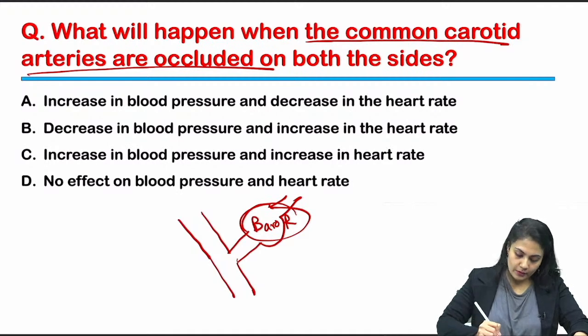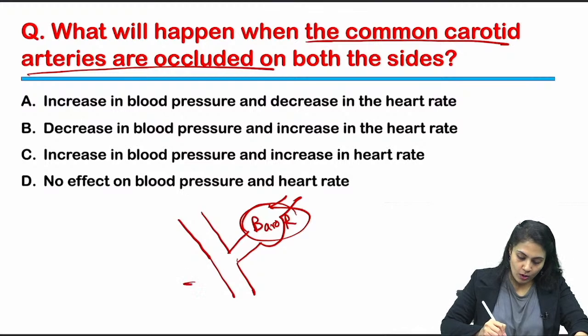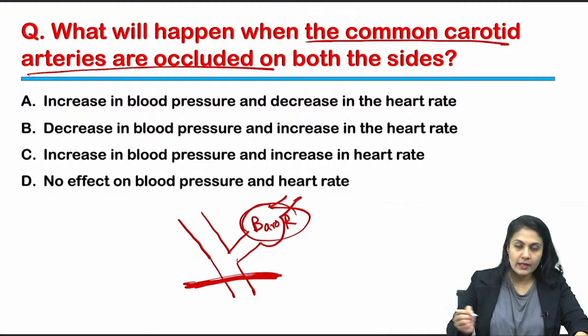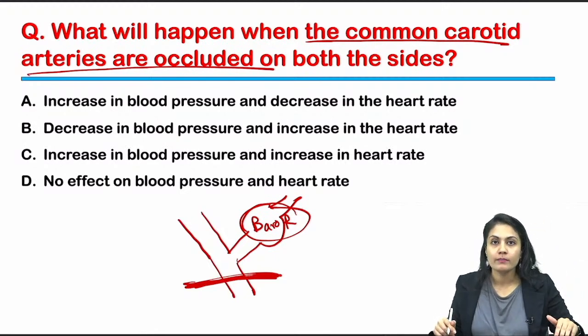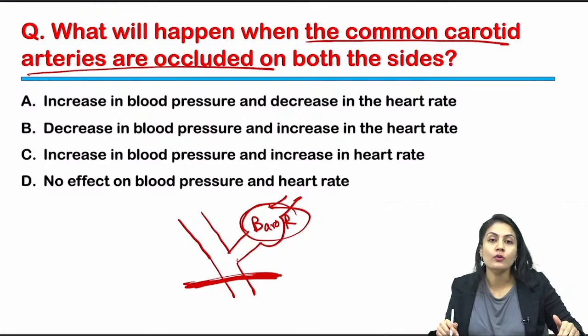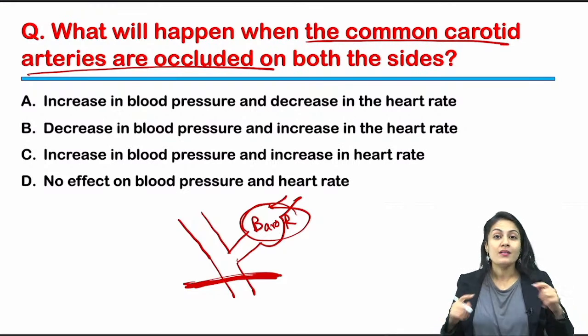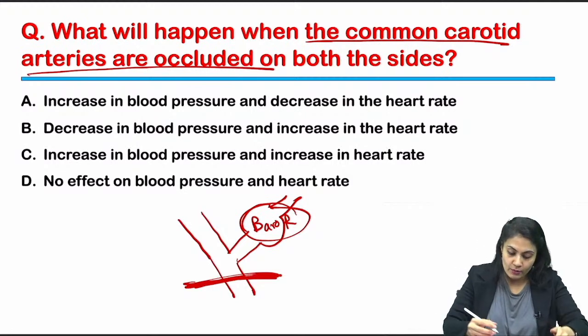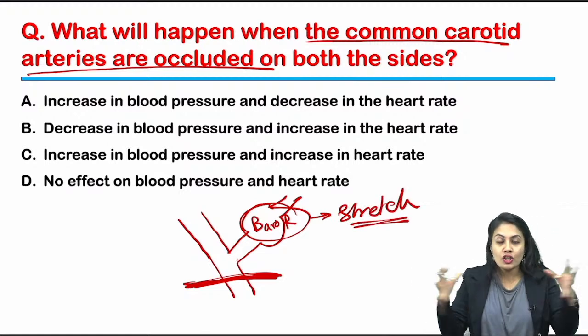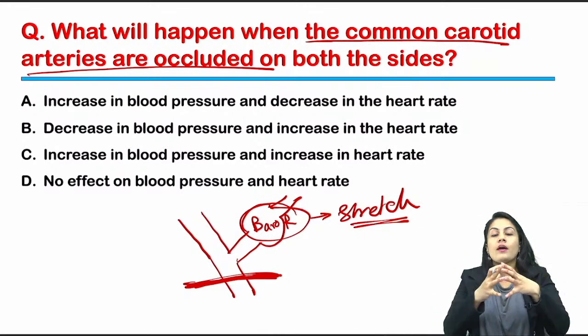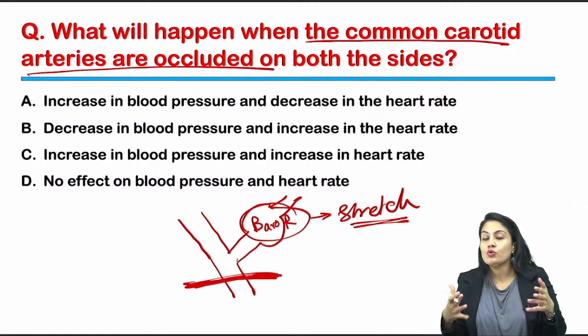Suppose this is the baroreceptor and this is the common carotid artery, right? What is going to happen if you block the common carotid artery? That means we are blocking here, right? There is no blood supply which is going towards the baroreceptor. If no blood supply is going towards the baroreceptors, what is going to happen? The baroreceptors are going to cause no stimulation, right? Baroreceptors, they are stretch receptors. They are going to stretch whenever there is high blood flow, high pressure, right? But there is no pressure, so they won't be activated.